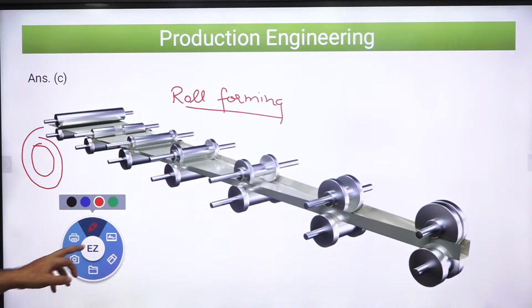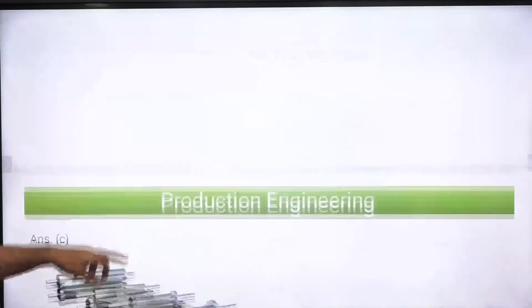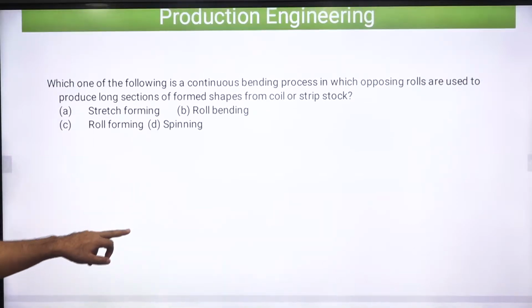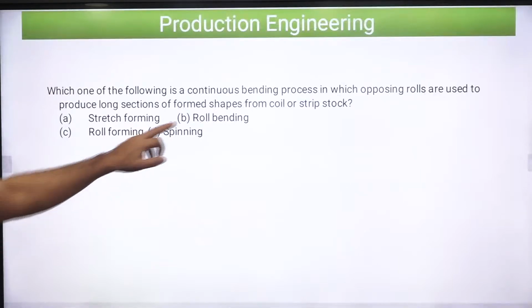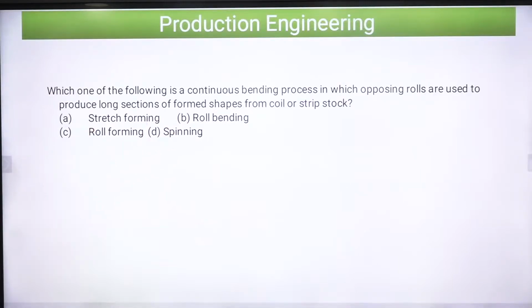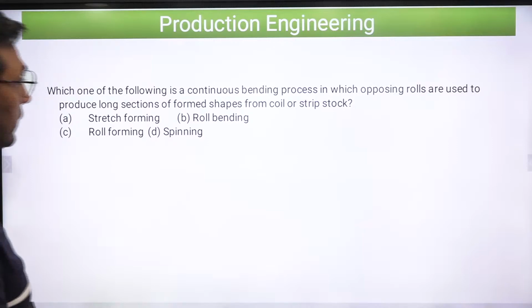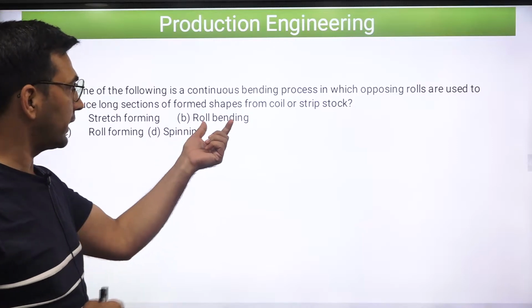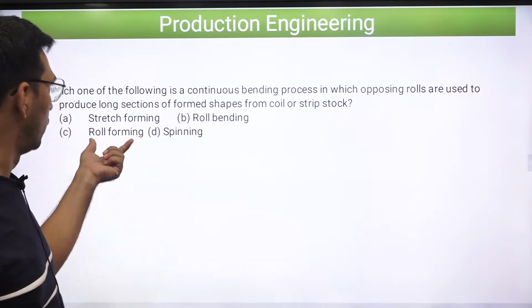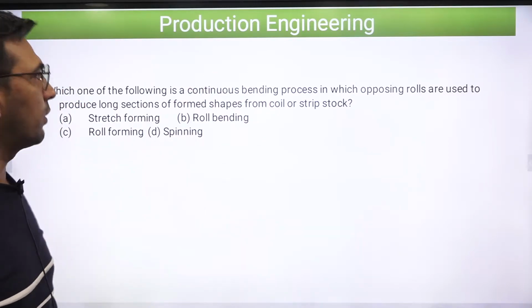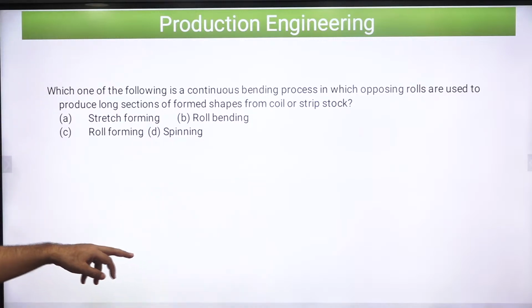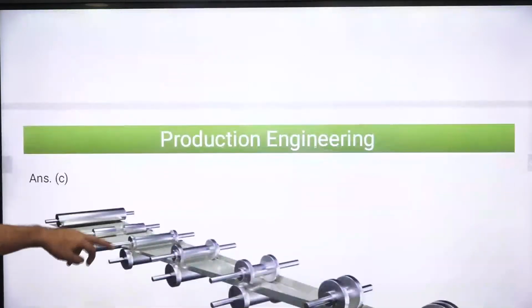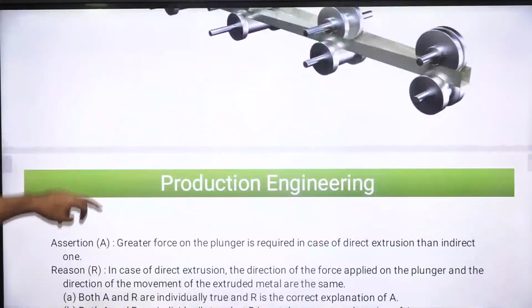So if you have to answer it, then it should be what? It should be roll forming. Sorry, it should not be roll bending, but it should be roll forming. So hope I'm clear. You should have a clear-cut idea of what roll bending and roll forming are. Since he's clearly mentioning that continuously you're giving shape, changing the shape, obviously during that process it is getting bent also. Okay, so C is going to be the correct option. Let's now move on to the next one.